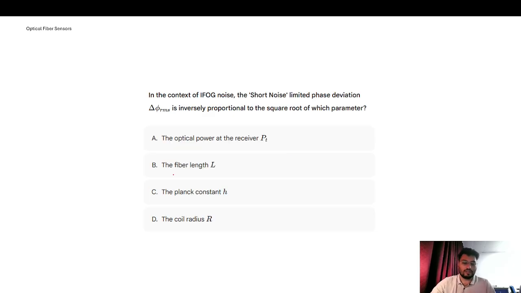Moving towards the next thing, in the context of IFOG noise, the shot noise limited phase deviation del phi RMS is inversely proportional to the square root of which parameter? The optical power at the receiver PT, the fiber length L, the Planck constant h, or the coil radius R. The correct answer is the optical power at the receiver PT. So the shot noise scales with root PT.